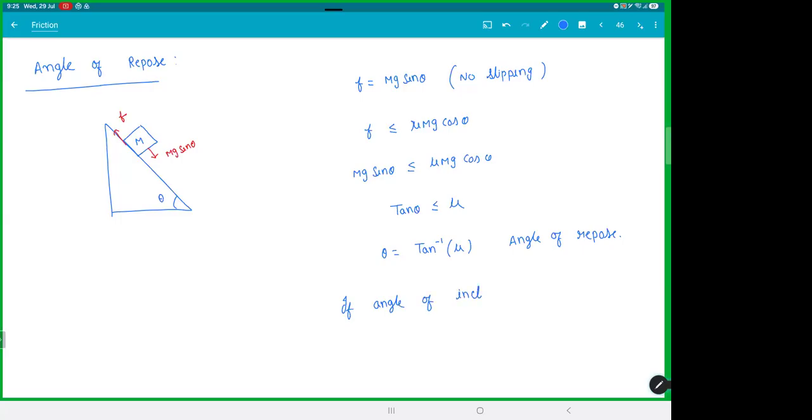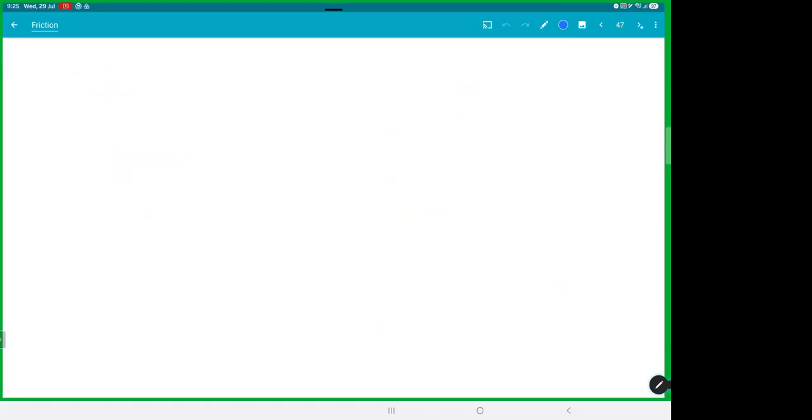So on steep inclines, you need more friction to stop. Kind of makes sense. If the angle of inclination is greater than tan inverse mu, the block will slide. So it's called angle of repose. The word is important. Now, we have cases of how they will use this angle of repose.